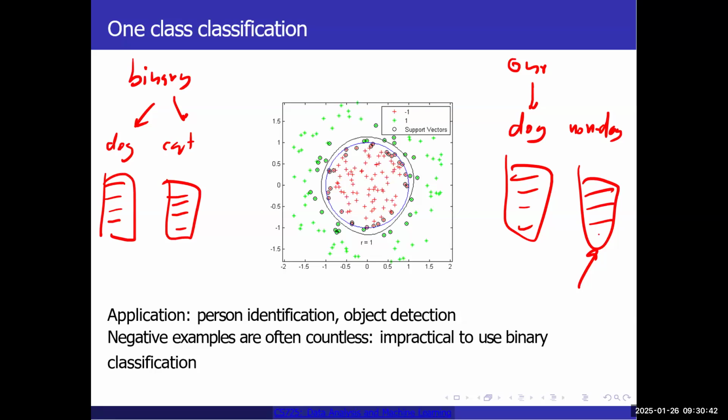Right? And because the negative examples are countless, because anything else is a no, right? It's a dog or not dog. And the not dog is very broad, right? You can just put bird, you can put cat, anything can go. So that is one class classification.